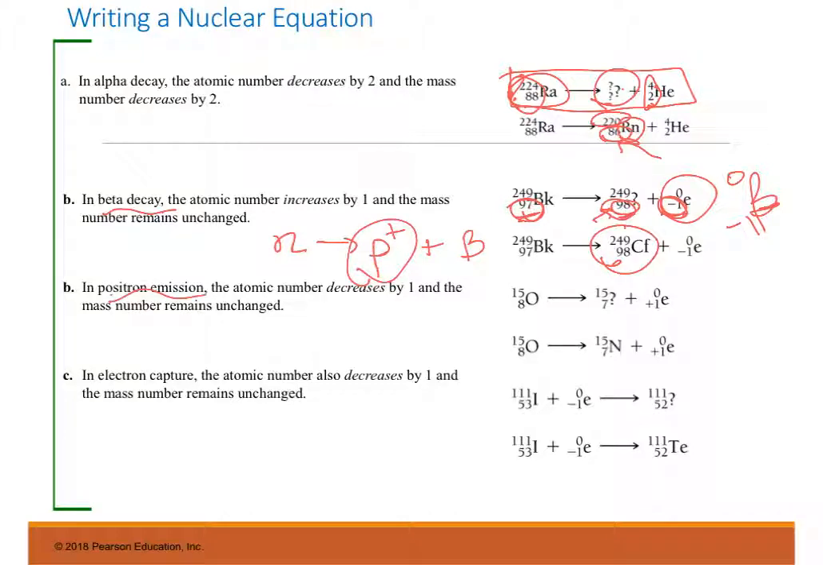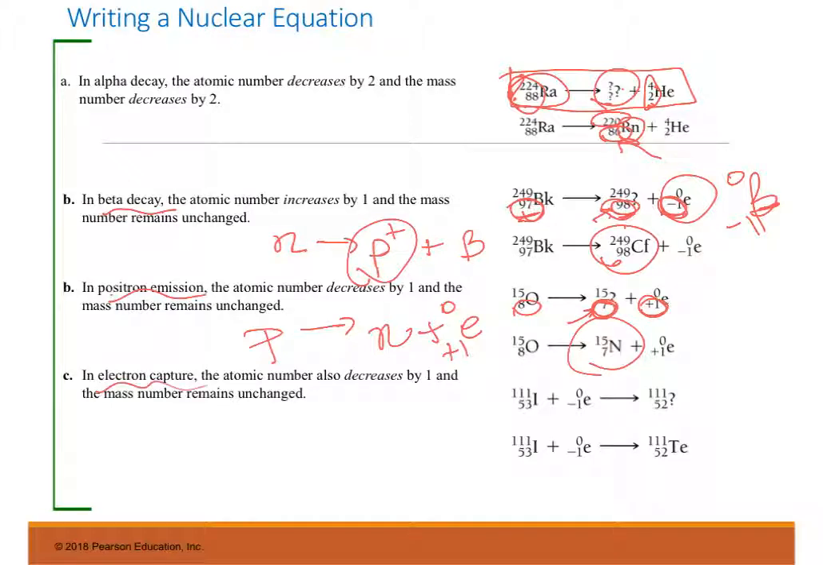Okay, positron emission. That's when you start with a proton and it decomposes to make a neutron and a positron, which is like a beta particle, only with a plus charge. So in this case, when you do your math, it's +1. 7 plus 1 is 8. The element that has atomic number 7 is nitrogen.